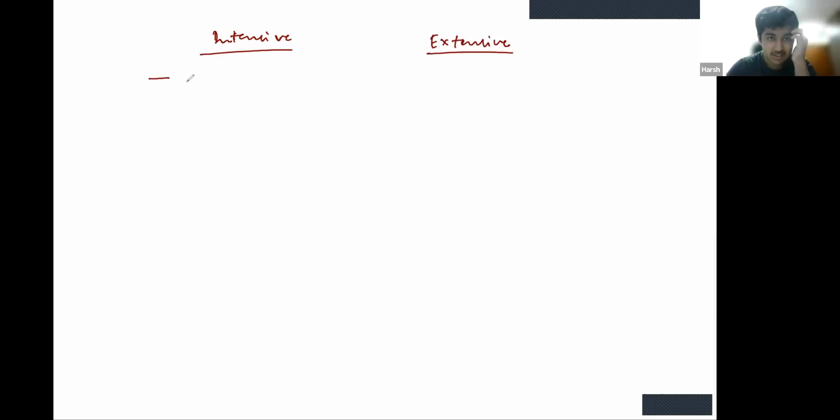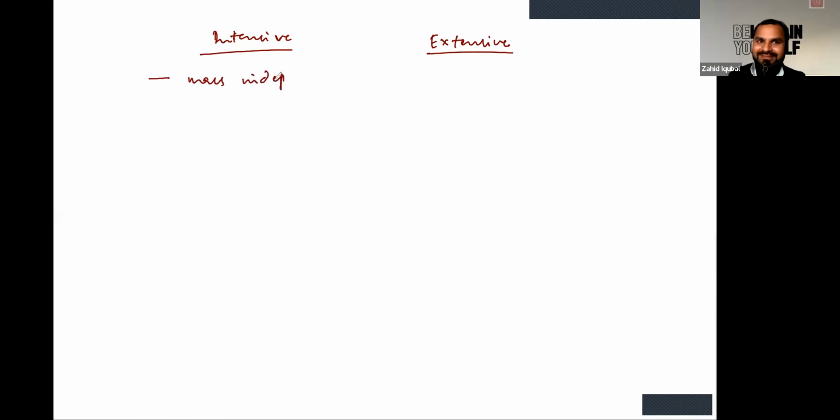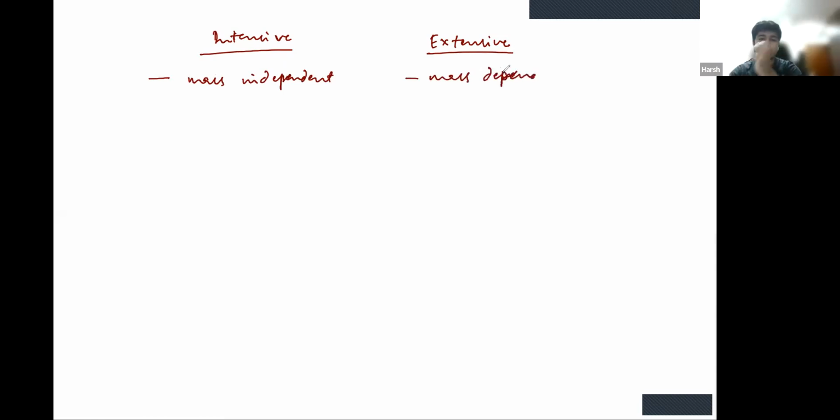Sir, it's mass, shape, size? No, I think it will be mass. I guess in my book I wrote size. No, it will be mass. Intensive is mass independent, and extensive is mass dependent. Yes, sir. Mass independent, mass dependent.